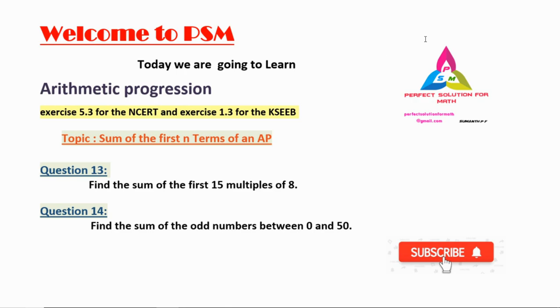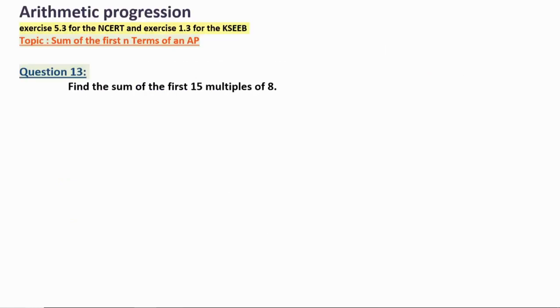Today we are going to learn a very important topic, arithmetic progression, exercise 5.3 for the NCERT and exercise 1.3 for the KSEB. The topic is the sum of the first n terms of an AP. Questions number 13 and 14 we will discuss. Question 13 is similar to the previous video, but question 14 includes one more extra thing to find. So let us solve one by one.